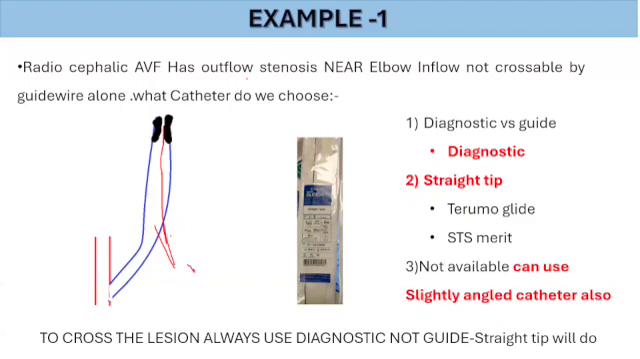And I'll tell you a surprising fact: in intervention radiology department of CMC, there is no straight catheter available. We are using MPA catheter as an alternate for a straight catheter. So slightly angled catheters can also be used instead of the straight catheter.